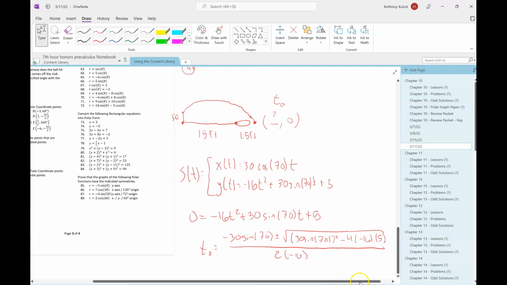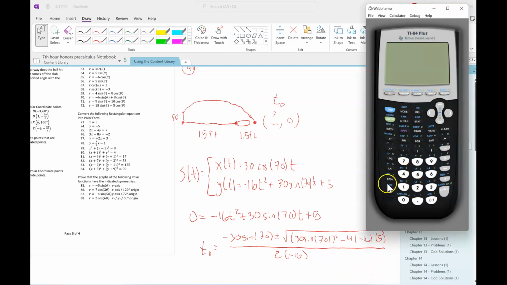Okay, so fire up my calculator here. I'm going to use alpha and y equals to use the fraction command to type this in. So negative 30 sine 70. Note that my calculator needs to be in degree mode when I'm doing this because the angles are in degrees. I can't type the plus or minus into my calculator, so I just would do it one at a time. I already know from doing these problems that it's the minus one that I need. So I'm going to type the minus. And then 30 sine 70 squared, I'm going to put a parenthesis around that because both the 30 and the sine 70 both need to get squared.